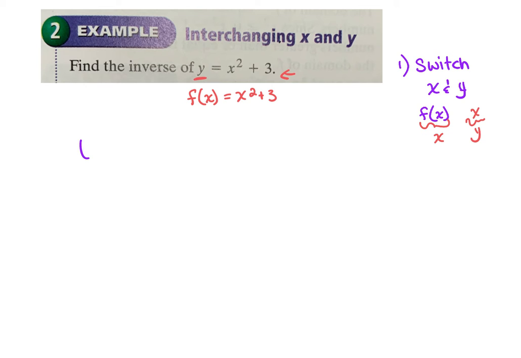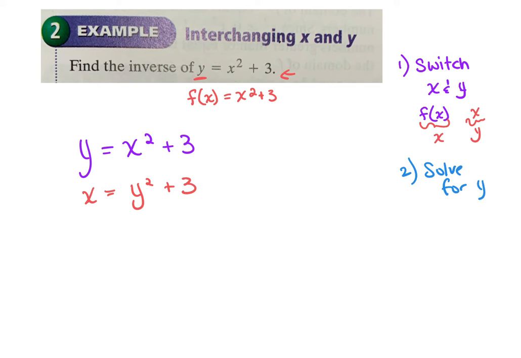We're going to take this function, y equals x squared plus 3, and we are going to rewrite it, x equals y squared plus 3. You literally just switch your x and y. And then your next step here is to solve for y. All right, so I'm going to solve for y, get y by itself. So I need to move my 3 over, so x minus 3 equals y squared.